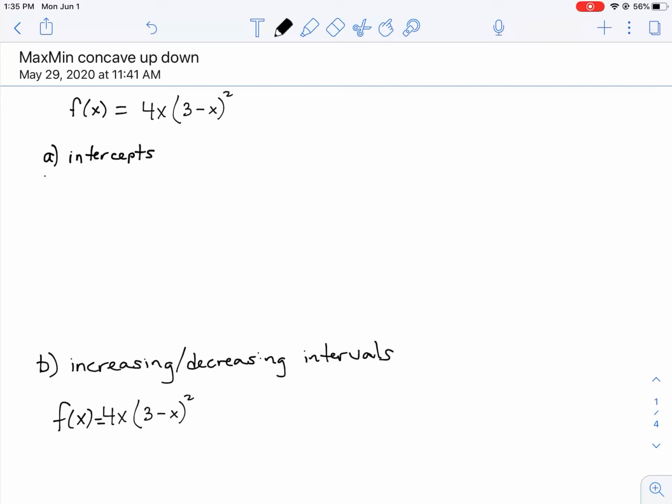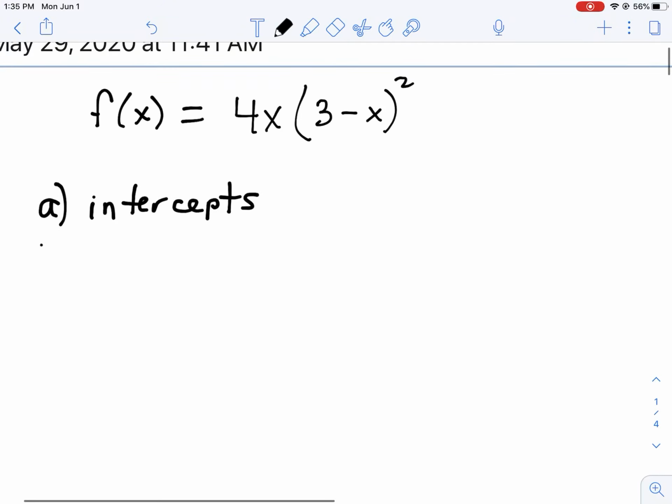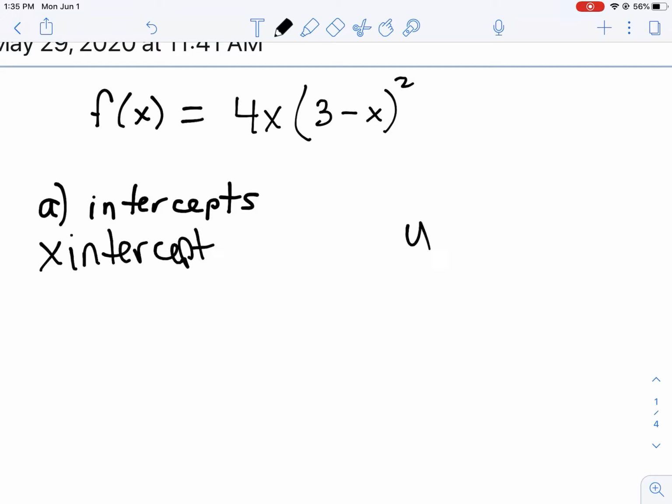Okay, so now we're going to practice finding maximums and minimums and concave up, concave down, increasing, decreasing intervals. And so some of this you're going to have to go back to your old information in your brain. So the first thing we have to do is find the intercepts. And when we're talking about intercepts, we're talking about x-intercepts and y-intercepts. Okay, so x-intercept and y-intercept.